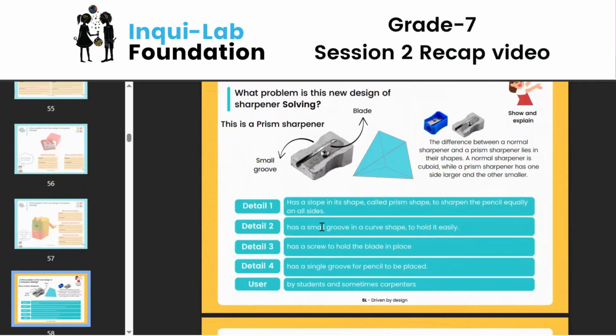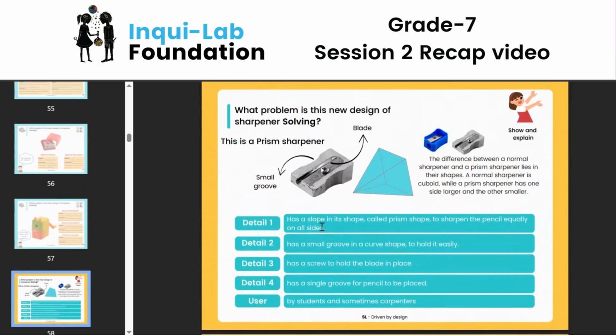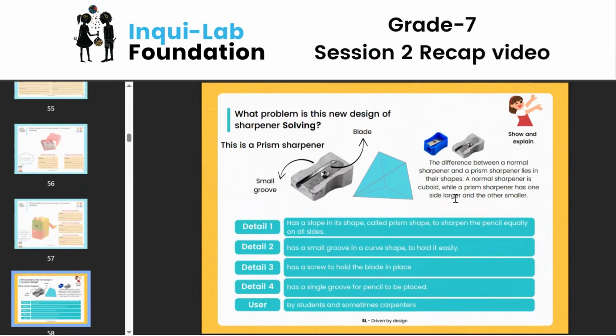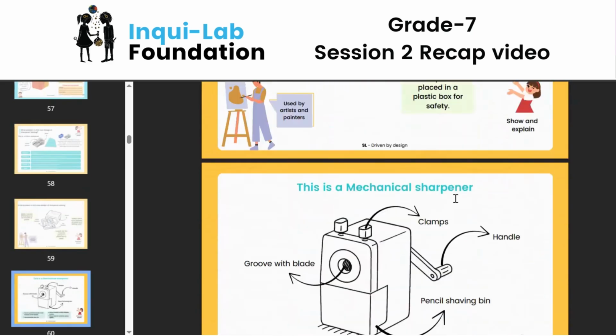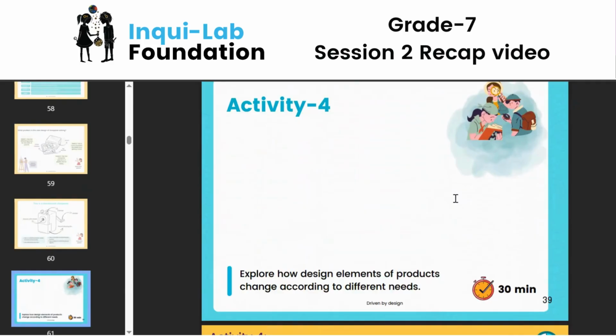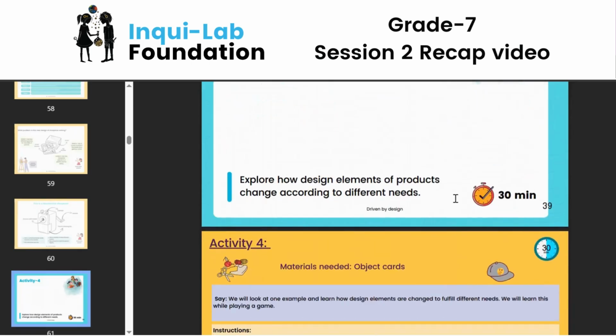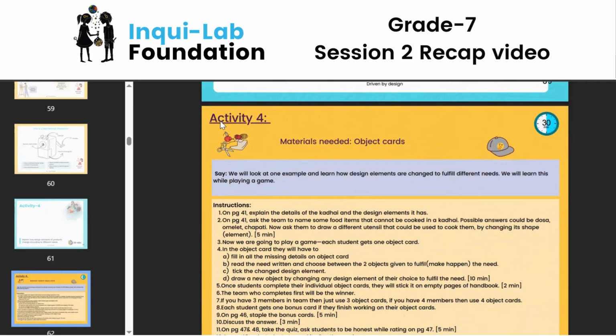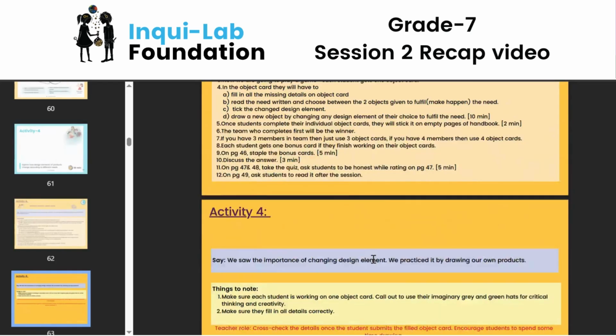Here you can see after page 38 in your SL books, you have some details given and the reason why the detail is there to solve some problem. So that is how you will explain. After reading this, you will move on to activity 4, which is a fun game of how we will change design elements to solve some needs. Read the activity 4 narrative to understand how to exactly do it.